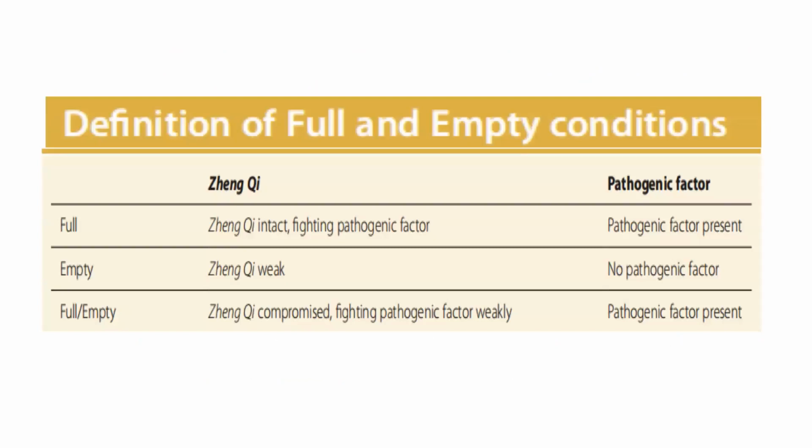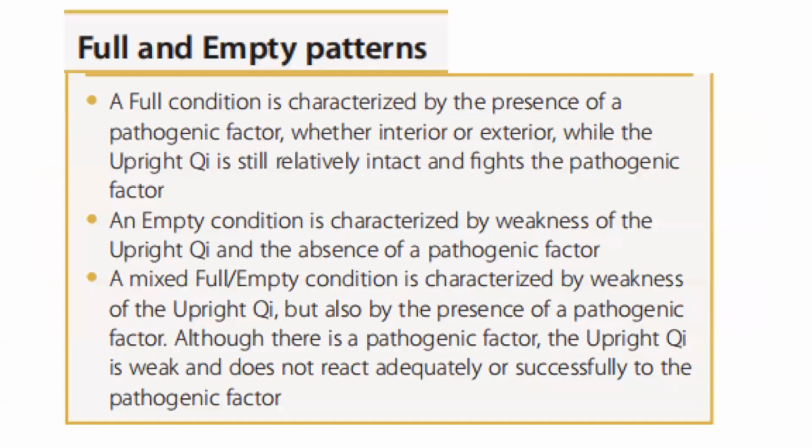So we have here the differentiation between Zheng qi, or the upright qi, and the pathogenic factor. Full: Zheng qi is intact, fighting the pathogenic factor, and the pathogenic factor is present. For an empty condition, the Zheng qi is weak, with no pathogenic factor. Full empty: Zheng qi is compromised, fighting the pathogenic factor weakly, and the pathogenic factor is present.